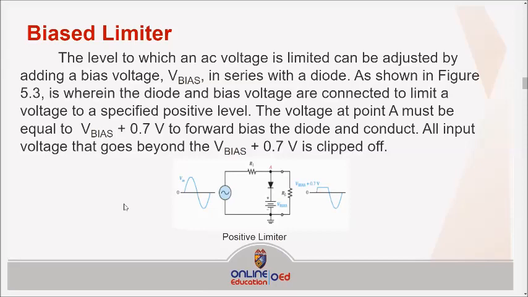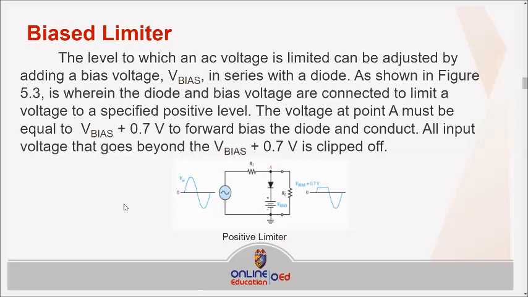Then the voltage at point A must equal the V bias plus 0.7 volts to forward bias the diode and conduct current. All input voltage that goes beyond V bias plus 0.7 volts is clipped off. Okay? We discussed.